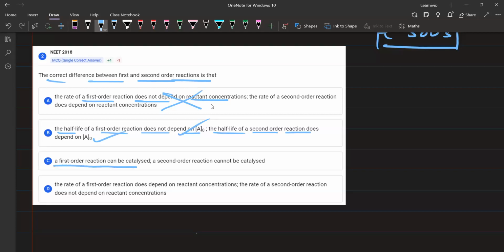Now, the first order reaction can be catalyzed as second order. This is not true. Every reaction can be catalyzed. The rate of first order reaction does not depend on the reactant concentration. This is not true. The rate of first order reaction, it will depend on the concentration. So option number B is the overall correct answer.